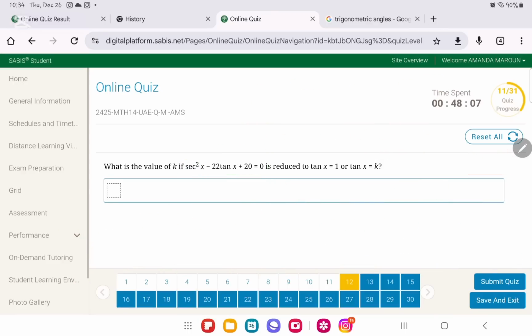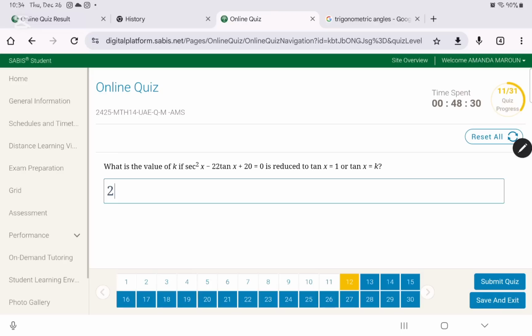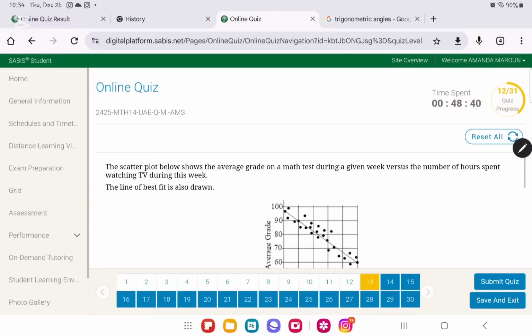Now, looking at our answers over here, we will see that they already gave us one of the answers, which is tangent x is equal to 1. That means we found the other answer, which is tangent x is equal to 21. So that means the value of k is then 21. Moving on to question number 13.